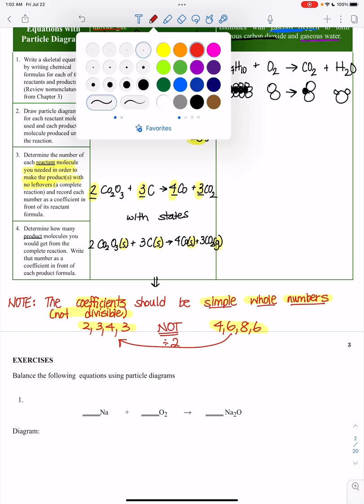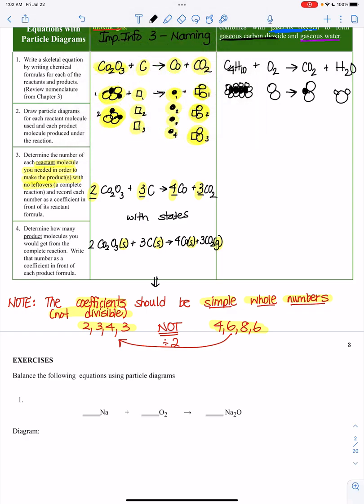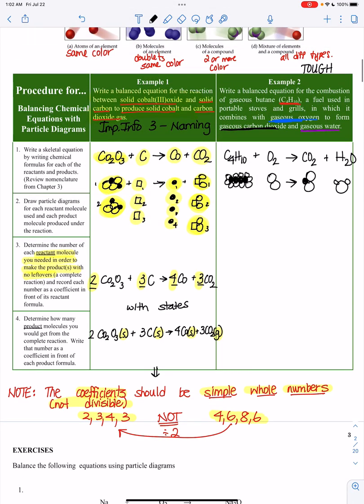All right, let's do one last example together before getting started on your exercises. So example 2 is a little tough. There's going to be a bit of back and forth. You're going to see here that I'm going to have to go back and forth in order to get matter conserved. So I wrote out the equation from the word equation here.